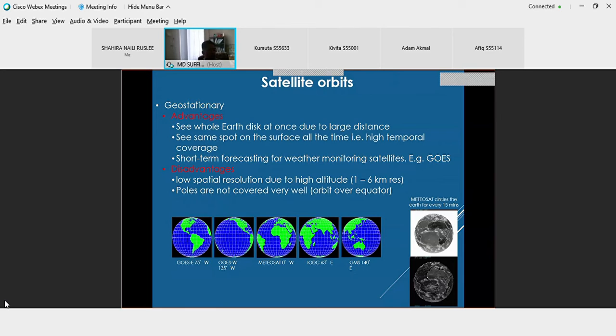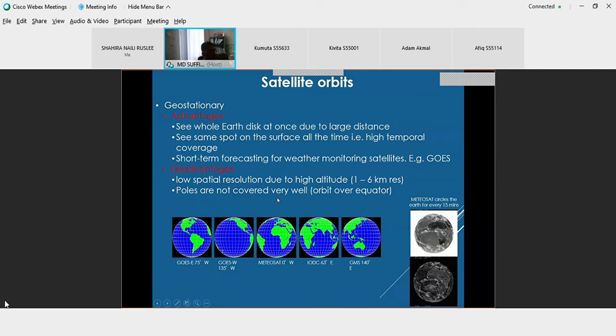So you boleh dapat data setiap minit, setiap jam, dan sebagainya. Short term forecasting for weather monitoring satellite. Sebagai contoh dia ada GOES satellite untuk weather monitoring. Disadvantage, low spatial resolution due to high altitude. Sebab dia punya altitude sangat tinggi. So dia punya resolution is about 1 to 6 km.